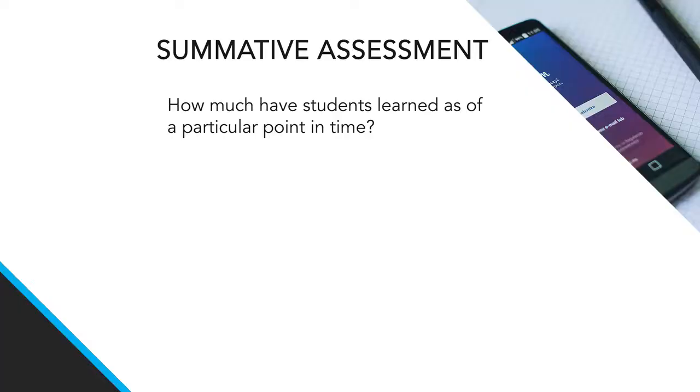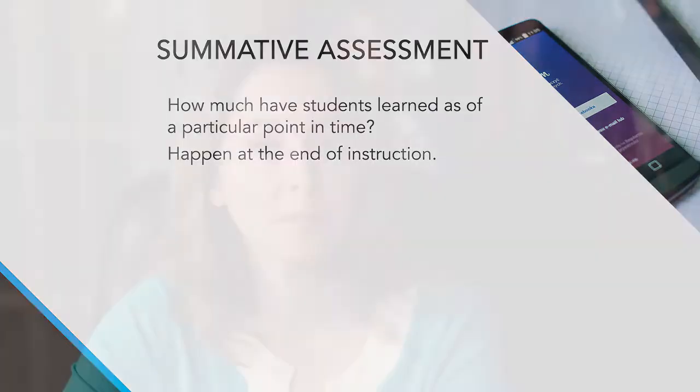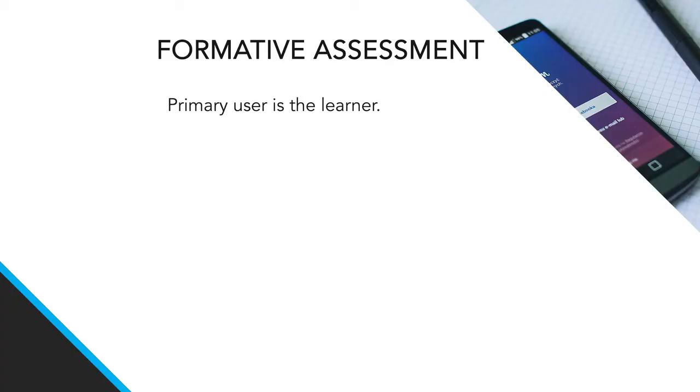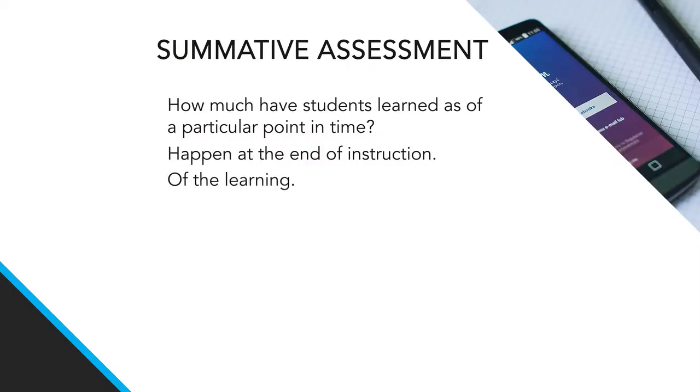So summative assessments tend to happen at the end of instruction because a teacher wants to find out, did they get it? Did they not? A formative assessment is really given during instruction so that the learner still has time to improve their performance before they actually get evaluated. Summative assessments are really of the learning.